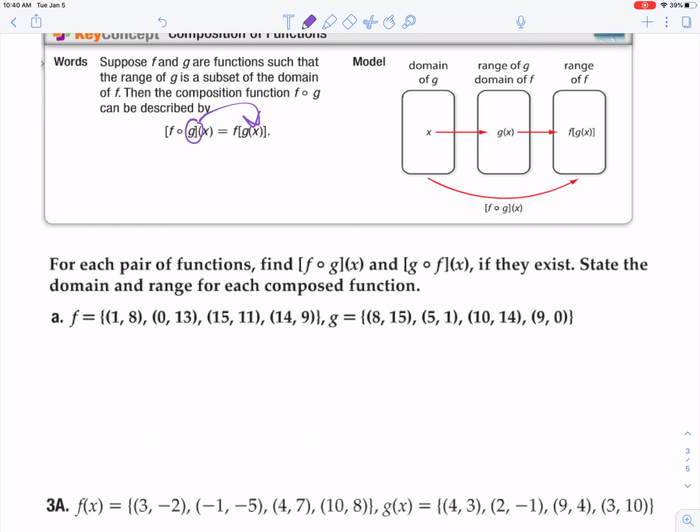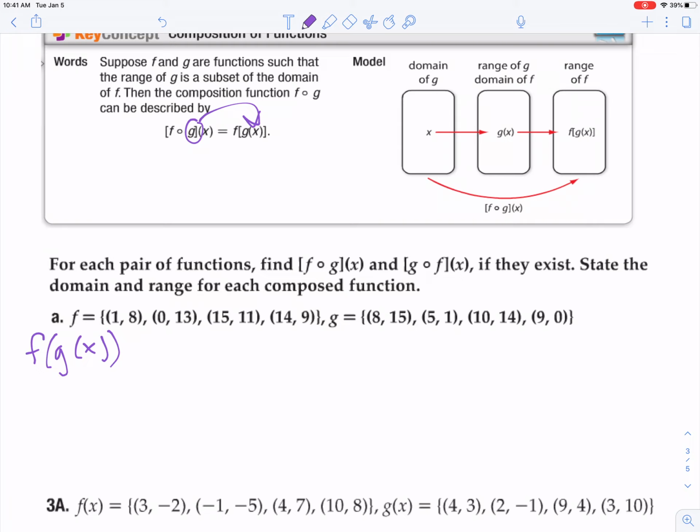They do want us to find both f of g of x and g of f of x. It's kind of a fun one to say. F of g of x and g of f of x. So I'm going to start by finding the f of g of x.